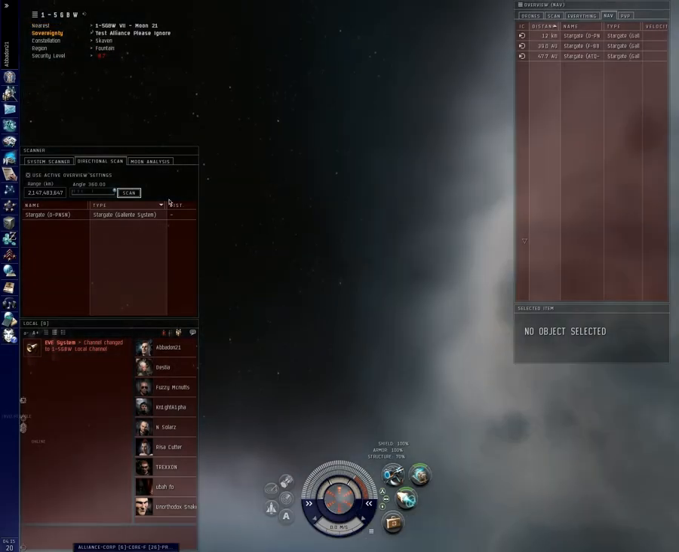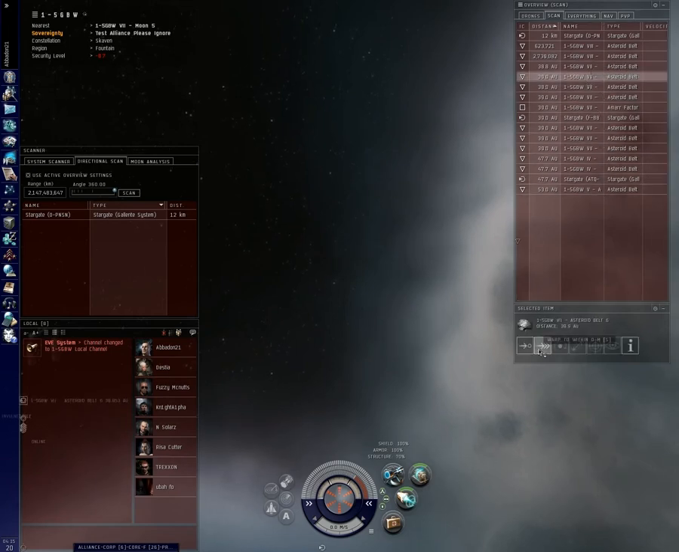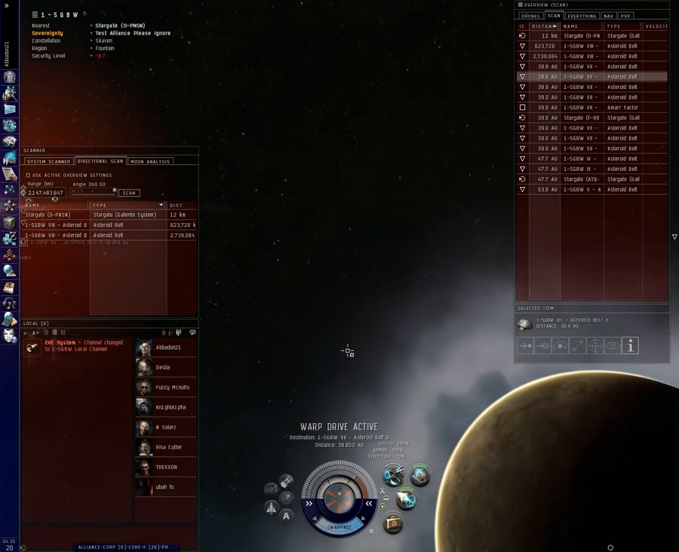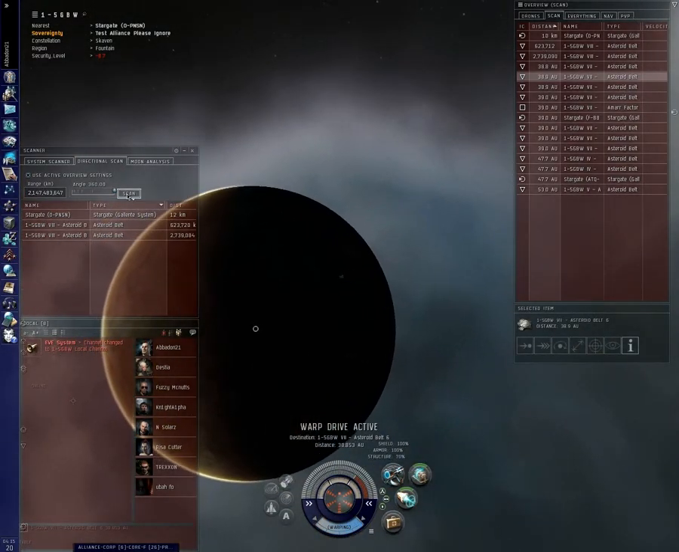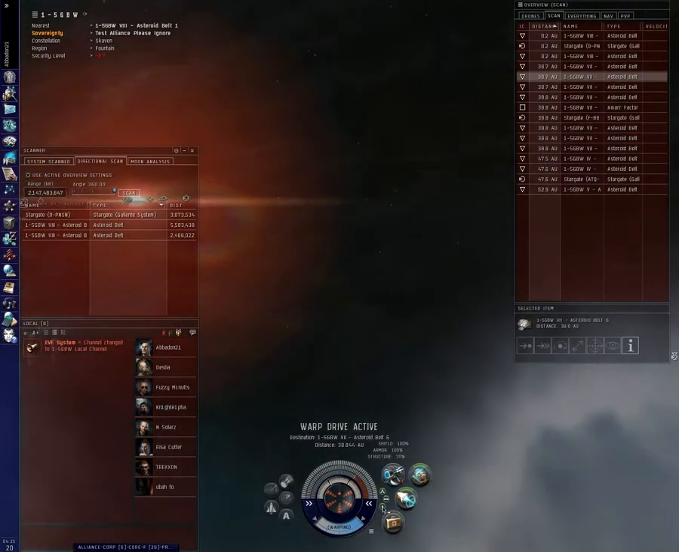Come in, immediately run a 360. Nothing. Look at my scan. See most of the belts around planet 7, and that's 38 AU away. Further than I can actually scan, so I'm going to warp over there. Keep running my 360. I've got 7 pilots in local besides myself.